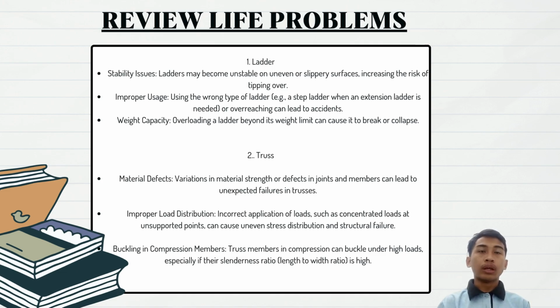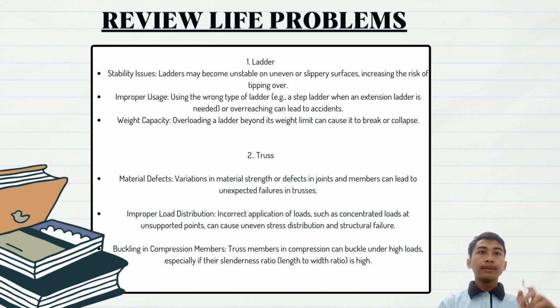Okay, number 1, ladder. Stability issues: ladders may become unstable on uneven or slippery surfaces, increasing the risk of tipping over. Okay, number 2, improper usage: using the wrong type of ladder, for example a step ladder when an extension ladder is needed, or overreaching can lead to accidents. Okay, number 3, weight capacity: overloading a ladder beyond its weight limit can cause it to break or collapse.